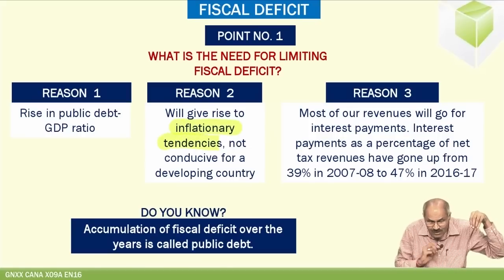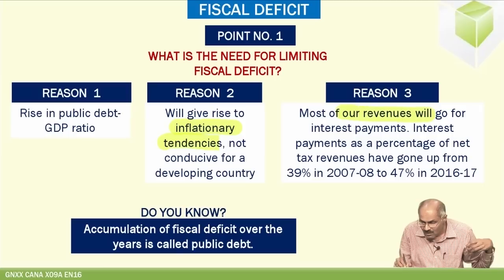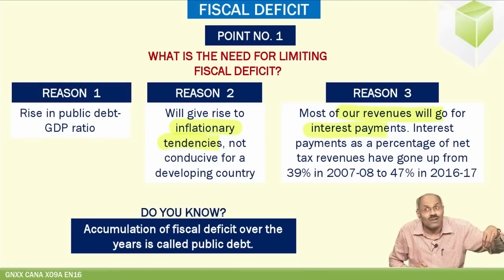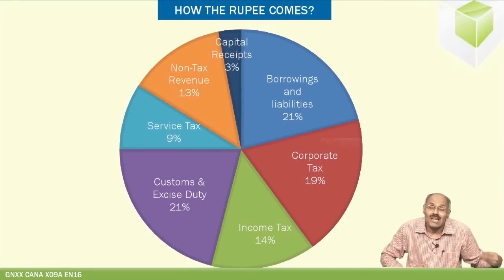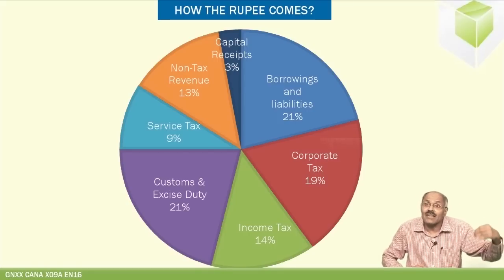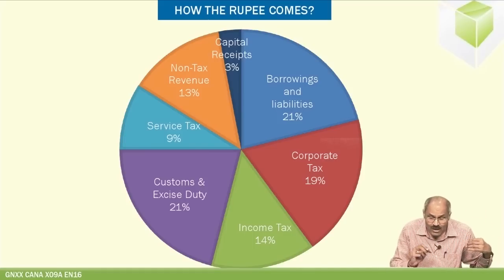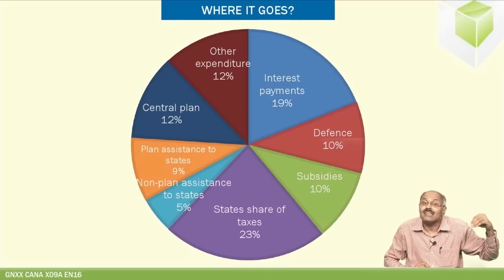This is very important. And the third and most important point is that most of our revenues will go for interest payments. If you look at the budget figures, how the rupee comes, how the rupee goes, 21% of the government's income comes from borrowing, and at the same time, if you look at the expenditure of the government, 19% goes for interest payments.